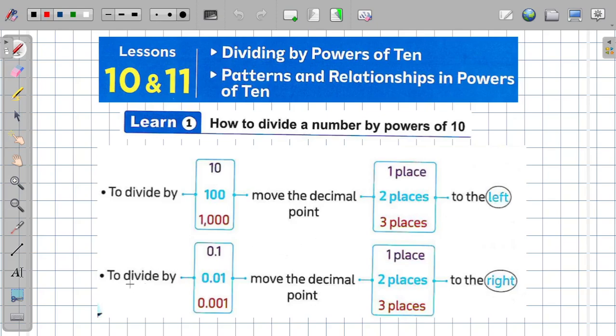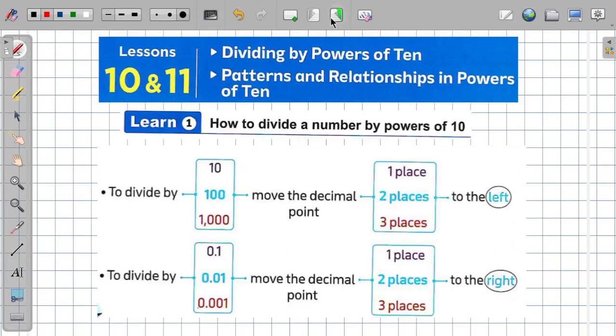And if I want to divide by 1/10 or 0.1, we will move the decimal point 1 place to the right. If we wanted to divide by 100th or 0.01, we will move the decimal point 2 places to the right. And if we wanted to divide by 1000th or 0.001, we will move the decimal point 3 places to the right. Okay?